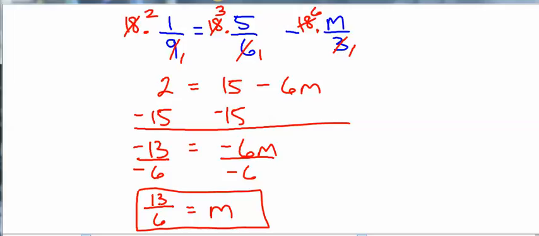Just leave that 13 over 6 the way it is. Because you could use 3 instead of 18? No, because we want something that 9, 6, and 3 go into. 3 goes into 3, 6, and 9, but that wouldn't help us get rid of the denominator.